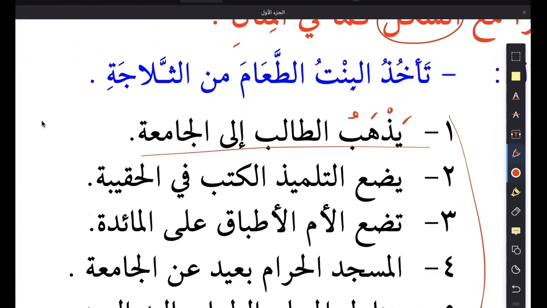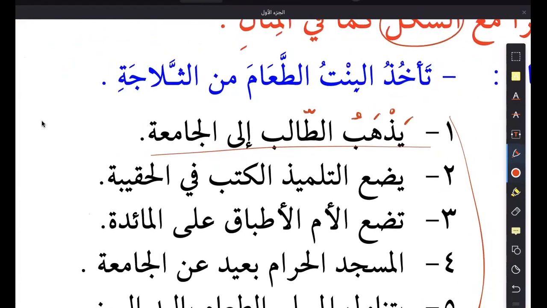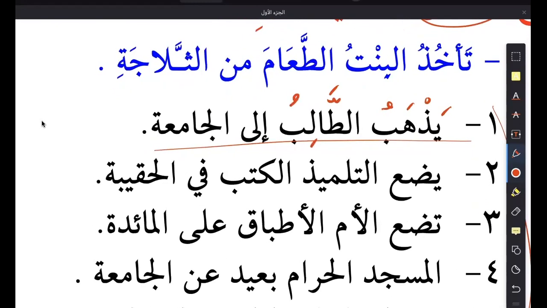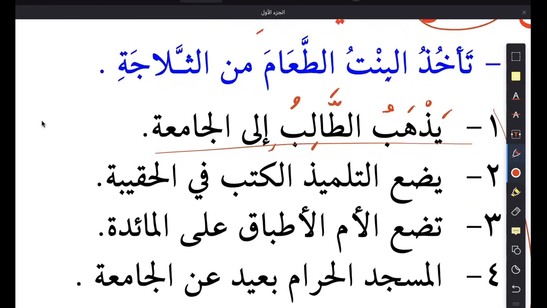So for example, you say yadhabu ta li. What do you put here? Dhamma, kasra, fatha. This would be dhamma because this is the subject. Yadhabu. Subject in a sense is a doer. In Arabic, it's a fa'il. يذهب الطالب إلى الجامعة. What happens here? To, ta, ti. It would be ti because of harful jar ila.